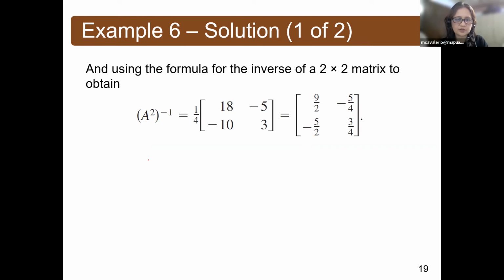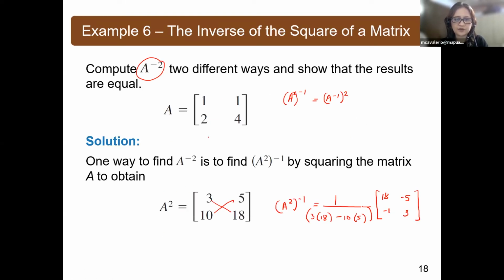Now we're done solving using the inverse of A square. We can also use the other method wherein we find the square of the inverse of A. So going back to the problem on A, so what is A again? How do we find the inverse of A? If this is A, the inverse of A will be 1 over 1 times 4 minus 2 times 1. And then we multiply it with the matrix where we interchange 4 and 1 and apply the sign opposite to 1 and 2. So this one will be the inverse of the matrix.